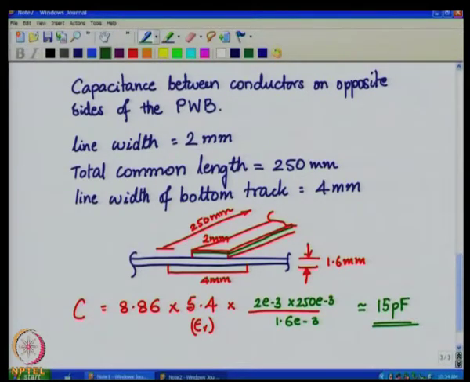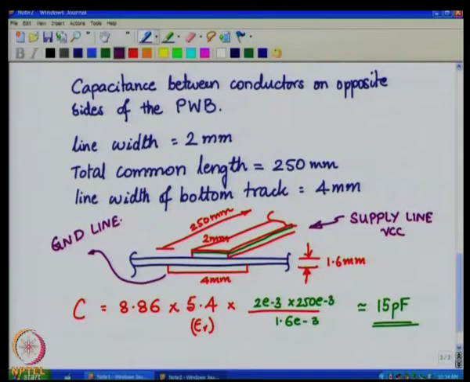So, when you are talking of tracks between the opposite sides, you see that this top track could easily be a supply line, supply line meaning the VCC line, and the bottom track could be a ground line. Normally, the ground line is much thicker, has a greater width than the supply line. And this capacitance between the supply line and ground line for this kind of specification, a 2 mm supply line, a 4 mm ground line for a 250 mm common length, is around 15 pF.